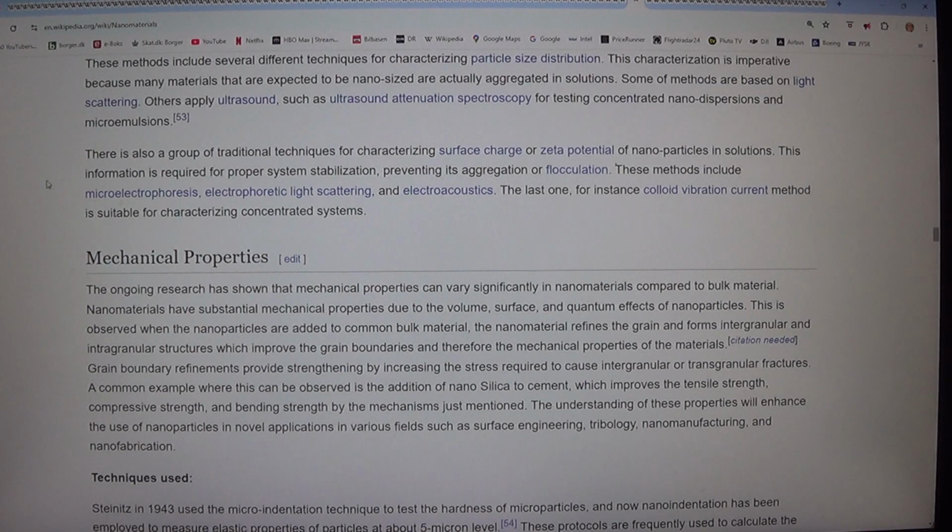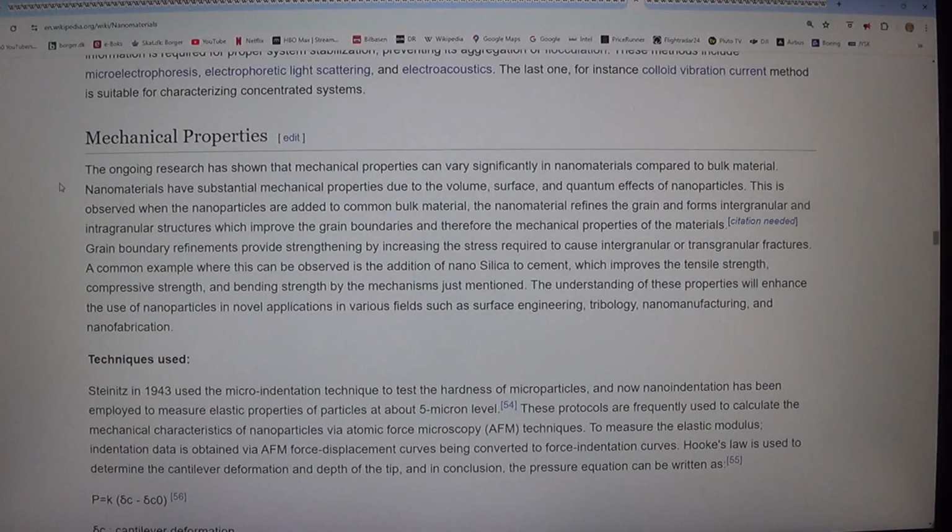Mechanical properties. The ongoing research has shown that mechanical properties can vary significantly in nanomaterials compared to bulk material. Nanomaterials have substantial mechanical properties due to the volume, surface, and quantum effects of nanoparticles. This is observed when the nanoparticles are added to common bulk material. The nanomaterial refines the grain and forms intergranular and intragranular structures which improve the grain boundaries and therefore the mechanical properties of the materials.